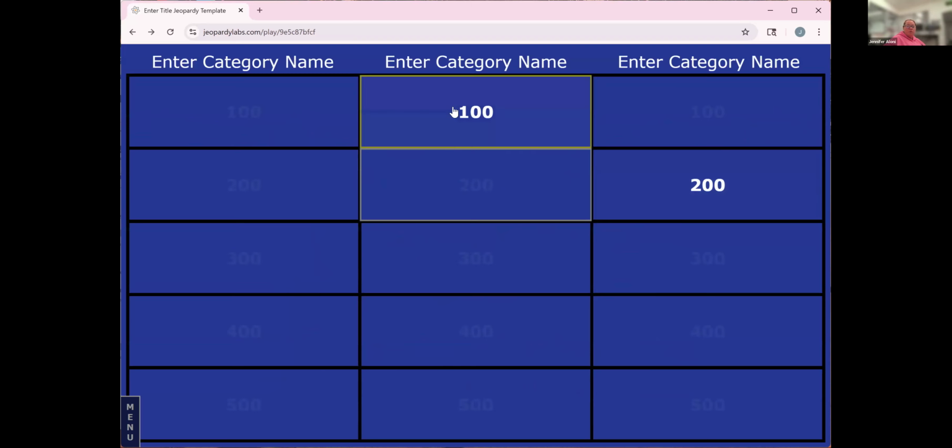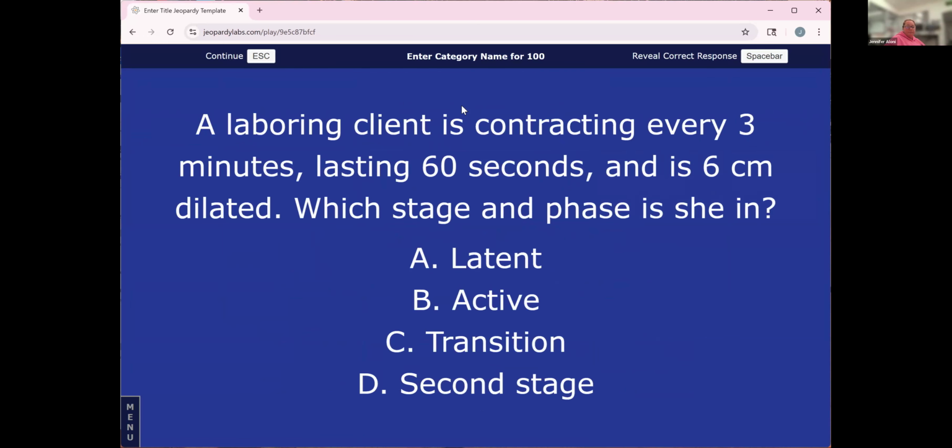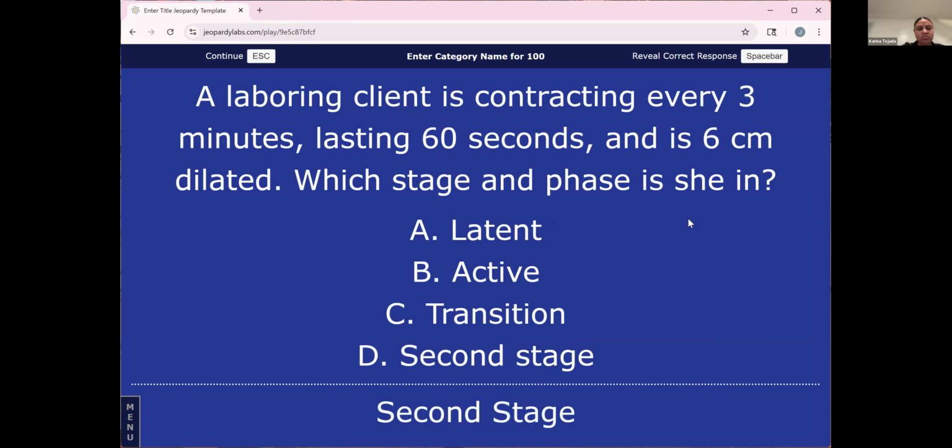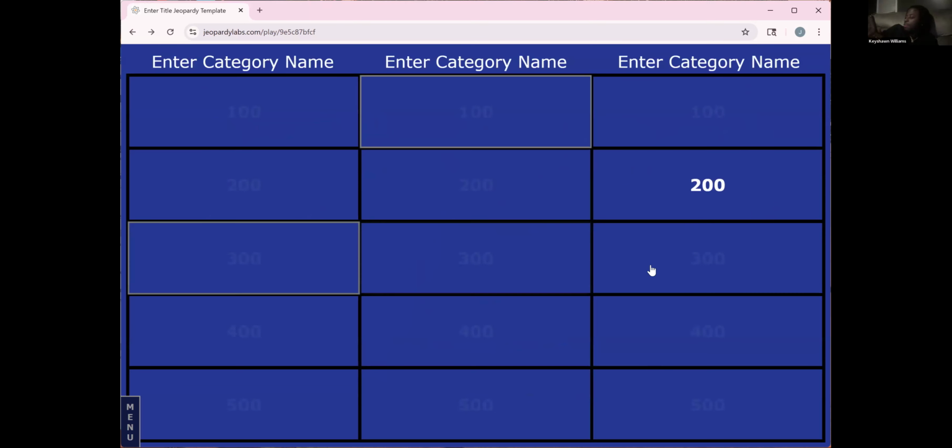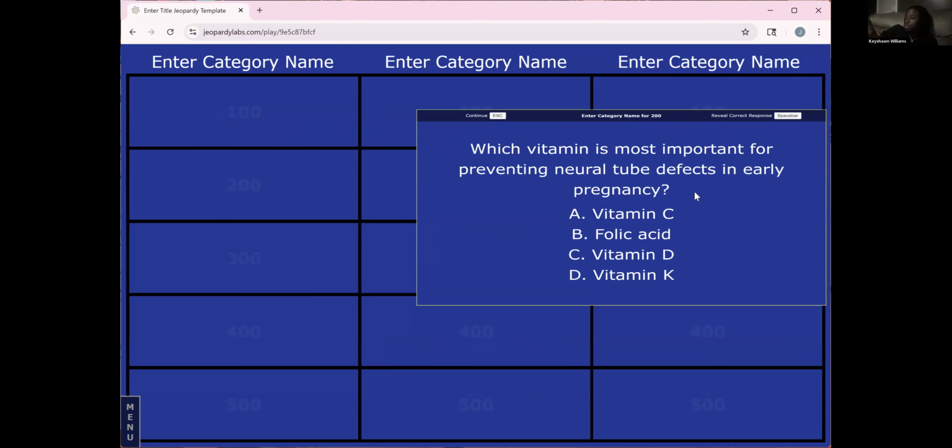Okay, what else? Can we do 100? Contracting every 3 minutes, 60 seconds, and 6 centimeters dilated. That's our key there. What stage is she in? What stage and phase is this? Active. Yeah, it would be active.